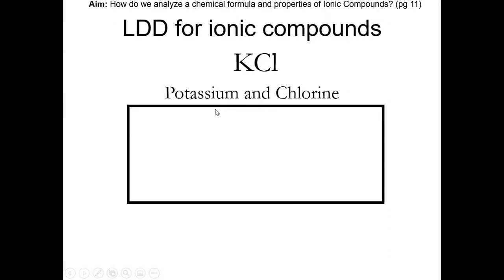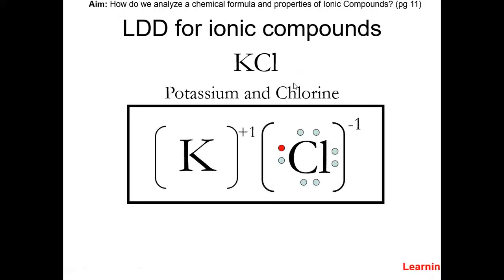Here's another example with potassium and chlorine. Notice from the chemical formula, we only see one potassium and one chlorine. So when we draw the Lewis dot diagram, we draw one chloride ion and one potassium ion.